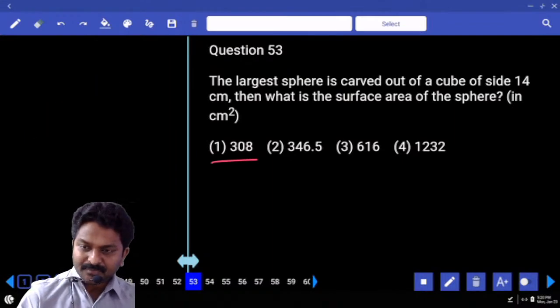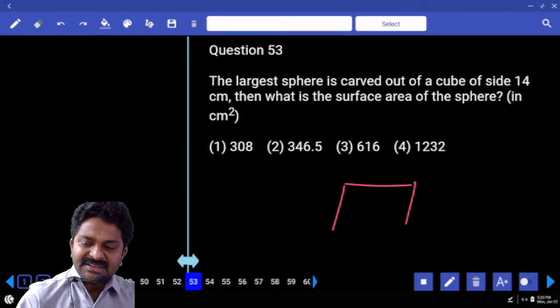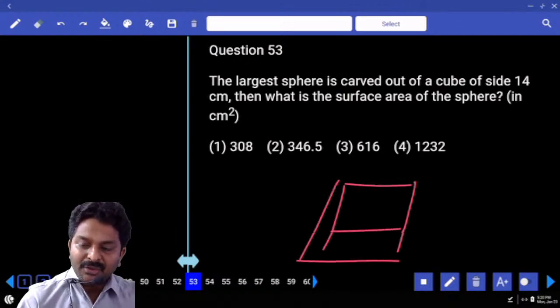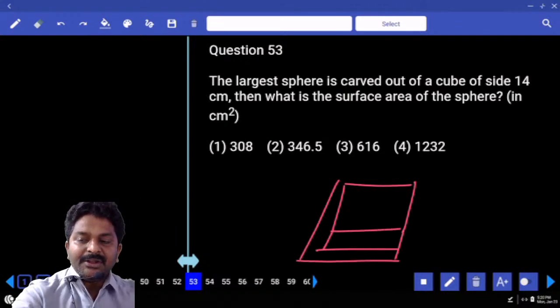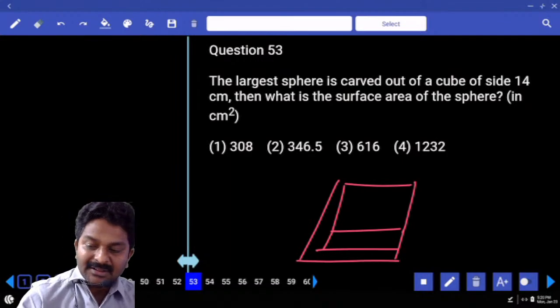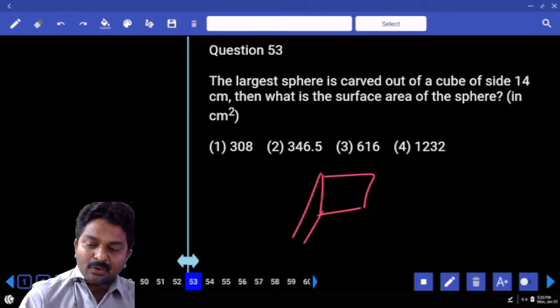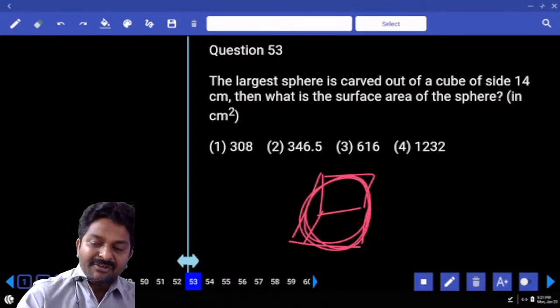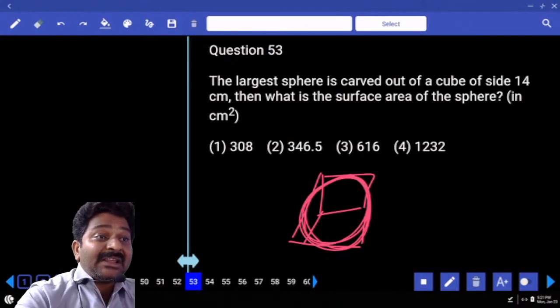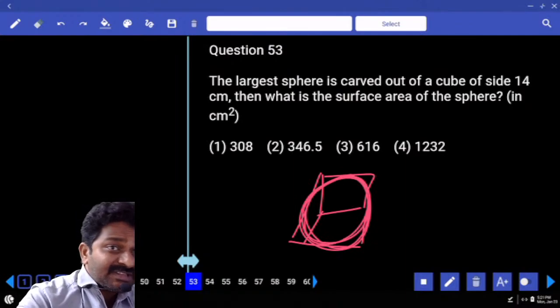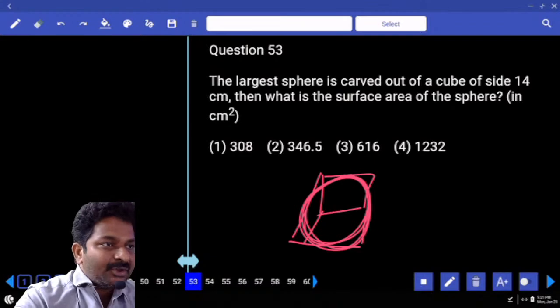Let's solve it. Now, there is a cube here. Using this cube, we need to frame a sphere. That means, in this cube, when you assume a sphere, the diameter of the sphere is equal to the side of the cube.